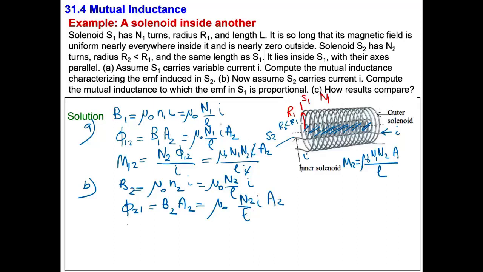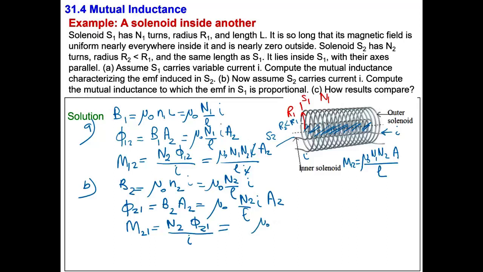Now let's do M. This is due to the current in coil 2 that is induced in coil 1. So we said it's the flux linkage. We multiply the number of turns times the flux that is due to coil 2, induced in 1, divided by the current that is flowing. Okay, so what do we get? We get mu 0.